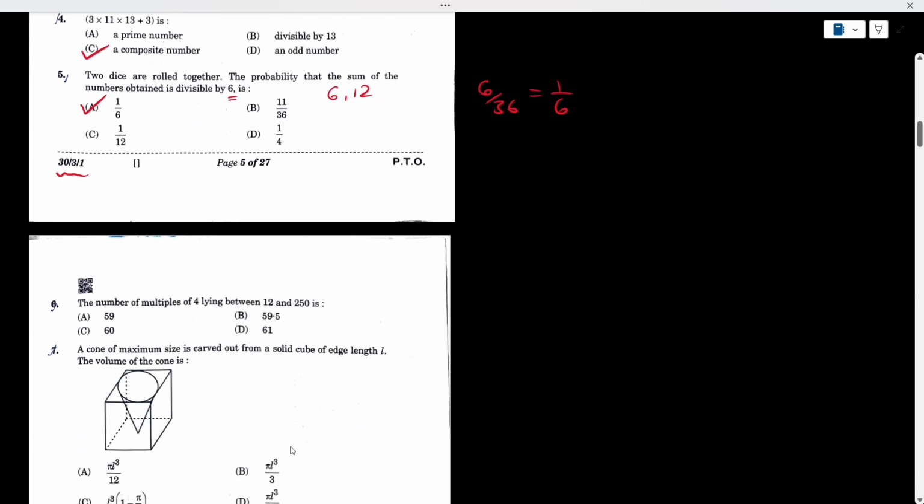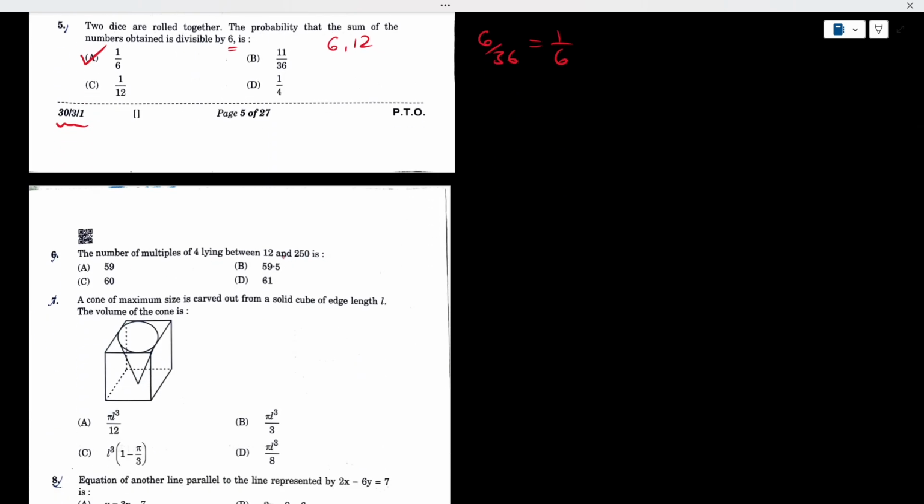Then question number 6: the number of multiples of 4 lying between 12 and 250. This is from arithmetic progression. If you solve, you will get answer A, 59.